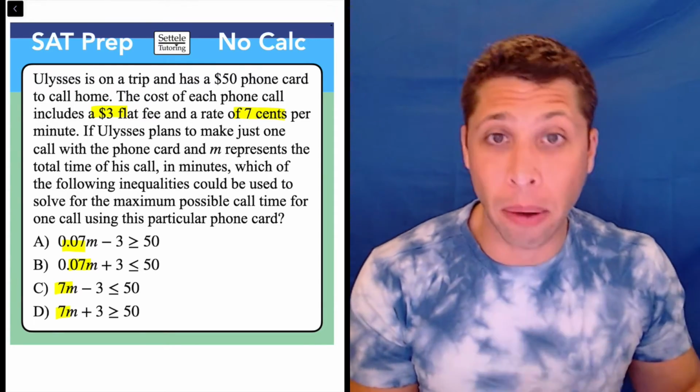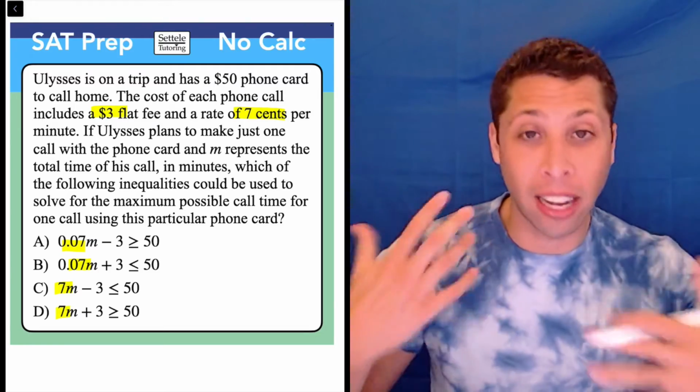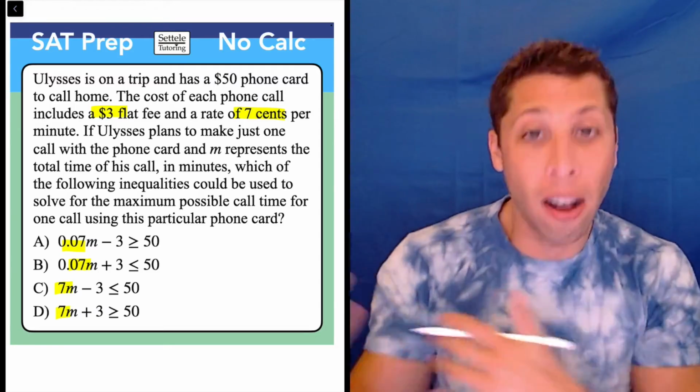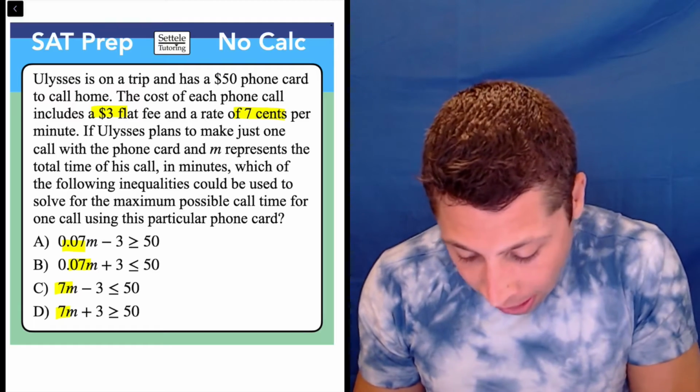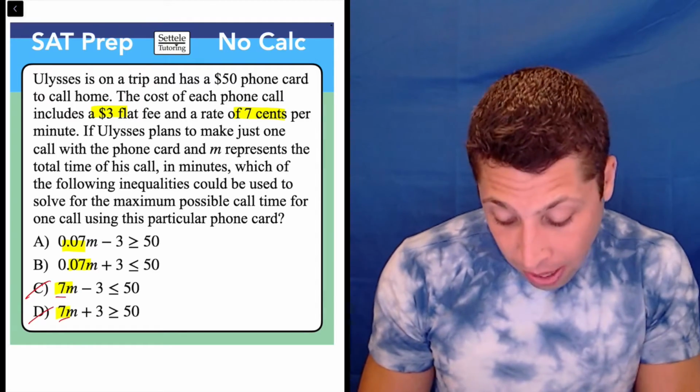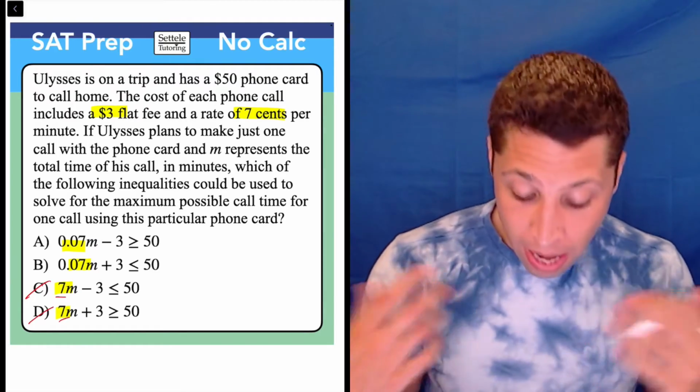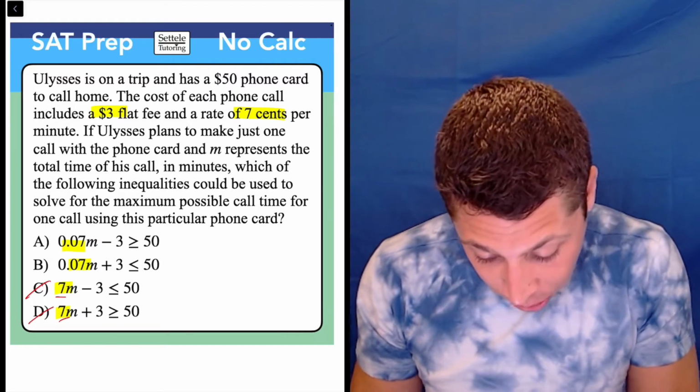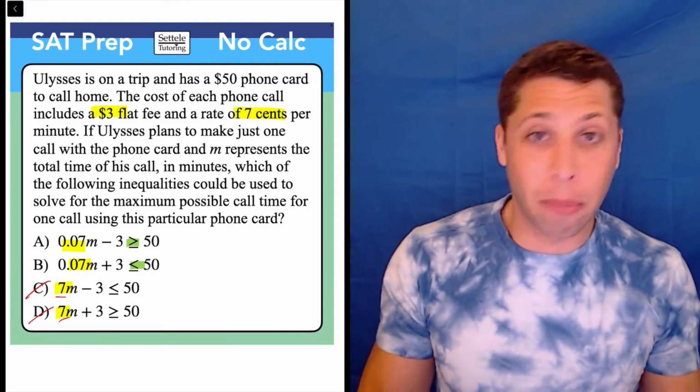That should now be represented as a decimal because we need it to be consistent with the units of the other part of the question. So that's going to eliminate choices C and D for us. That 7 is not going to match with the story. And now the rest of it is really just deciding, well, do I need a greater than or a less than symbol? So what do they say?